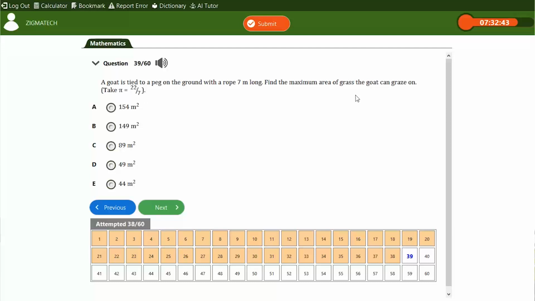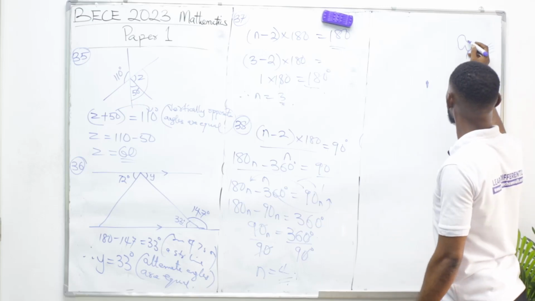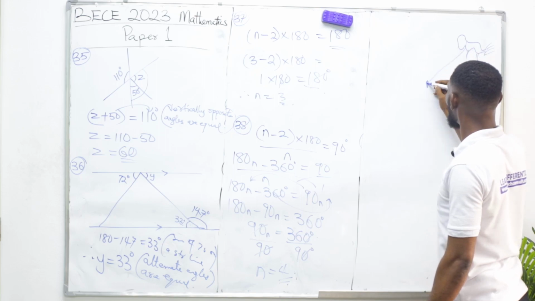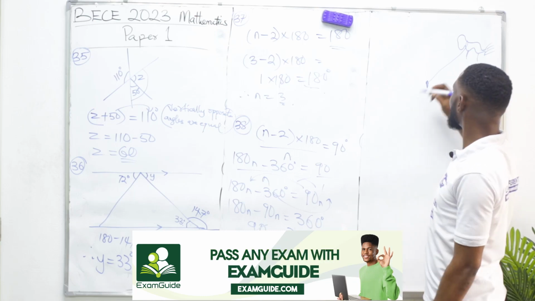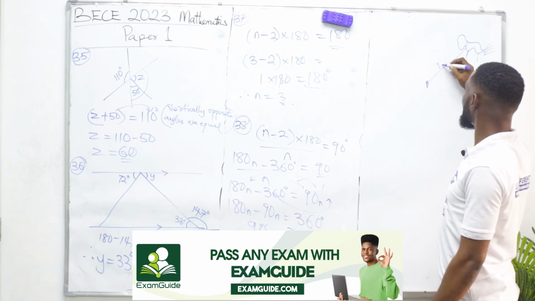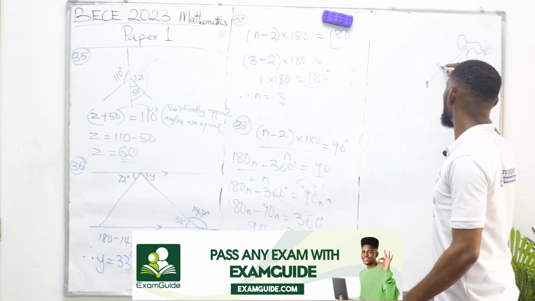They say a goat is tied to a peg. So this is the peg. Let's say this is a peg here. And a goat is tied. Let's say the goat is here. Just follow me, and anyhow you see this goat, take it like that. So this is our goat, this is the tail of the goat and all that. So this goat is tied to this peg. This is the rope that the goat is tied with. They say the length of this rope is 7 meters.